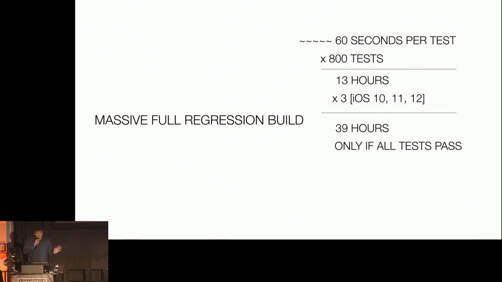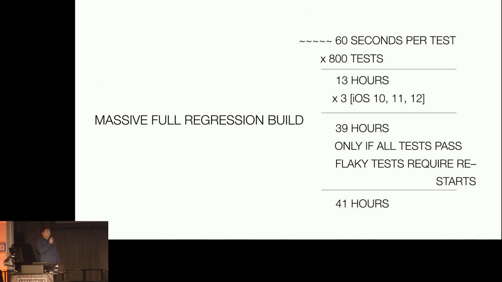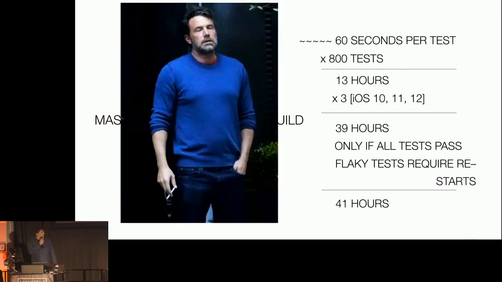And that's only if a test fails or passes immediately, after a single run. But if it fails, you have to retry it because it might be flaky. So after all the retries, it gives you 41 hours of pure UI testing on the build machine. You can imagine, if you run 41 hours of UI tests on a single Mac, no matter what Mac it is, it might be as tired as Ben Affleck.